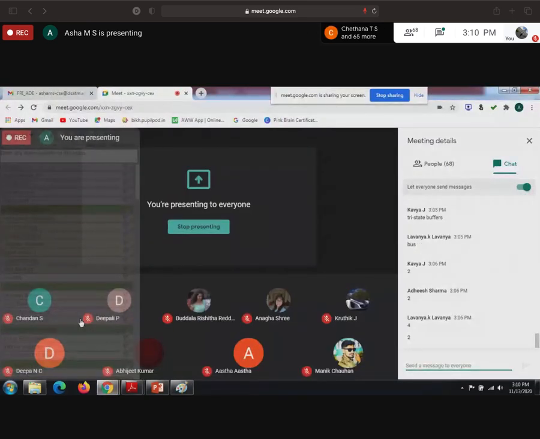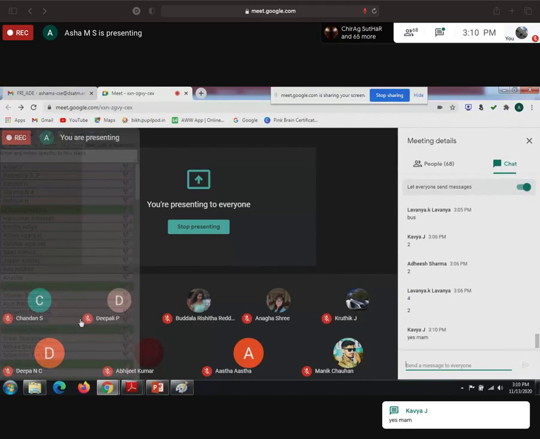Is that clear? Means when you want to select the input for some particular operations also, you can use the buffer.